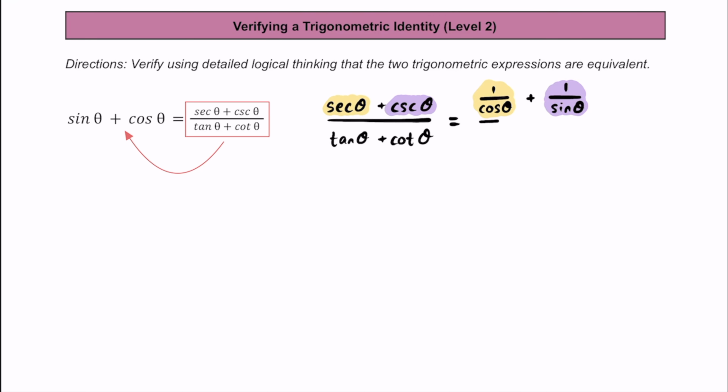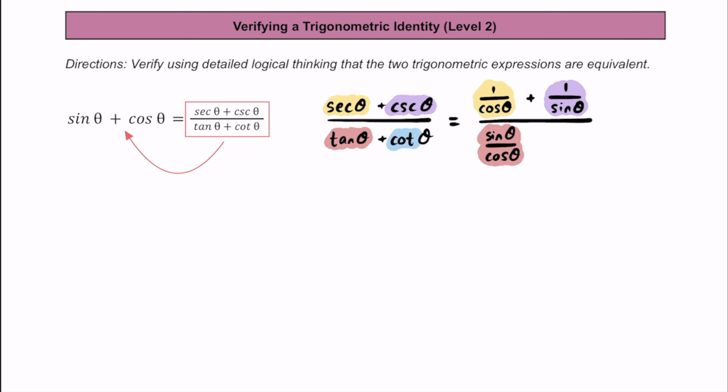Let's put in our fraction bar here. And then for this tangent, since we don't really want any tangent in our expression, we can rewrite tangent as sine of theta divided by cosine of theta. So that's one of our trig identities as well. I'm going to write that as sine over cosine.